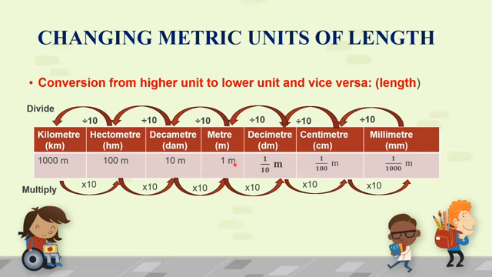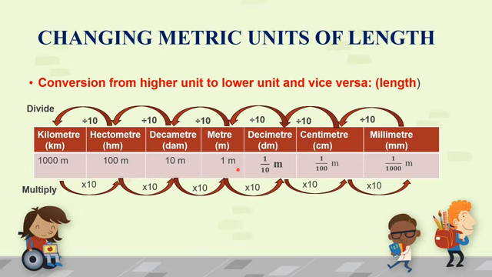The chart says the same thing, with meter being your base unit. If you are not remembering how the chart is to be framed, then just remember: King Henry doesn't usually drink chocolate milk. If you say that, you will understand: King is kilo, Henry is hecto, doesn't is deca, usually is your base unit, because for length it is meter. Drink is deci, chocolate is centi, and milk is millimeter.